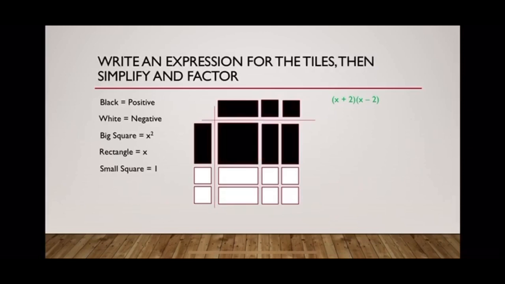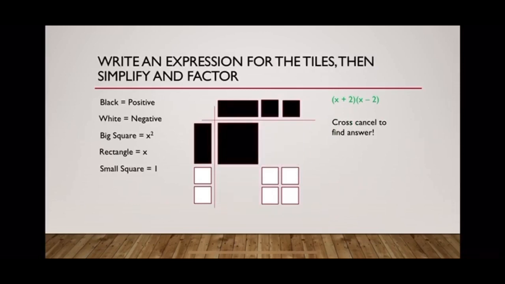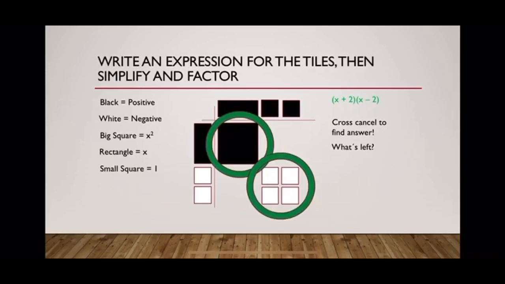Now, we need to get our final answer, and we need to do that by cross-canceling. To cross-cancel, we need to find and add the like terms. These four over here are the same shape, just different colors, meaning they're the opposite of each other, so we can cross-cancel. Now, what's left? X squared and negative 4, and that's our answer.